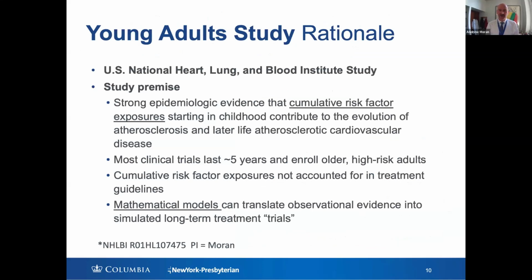So a lot of this background goes into what we call the young adult study. This is an NHLBI funded study, and the premise was that strong epidemiologic evidence demonstrates that cumulative risk factor exposure starting in childhood contributes to the evolution of atherosclerosis and later life atherosclerotic cardiovascular disease. Most clinical trials last about 5 years or less and enroll older high-risk adults. Cumulative risk factor exposures are not accounted for in treatment guidelines. And so our assumption is that we can use mathematical models to translate observational evidence into simulated long-term treatment trials.